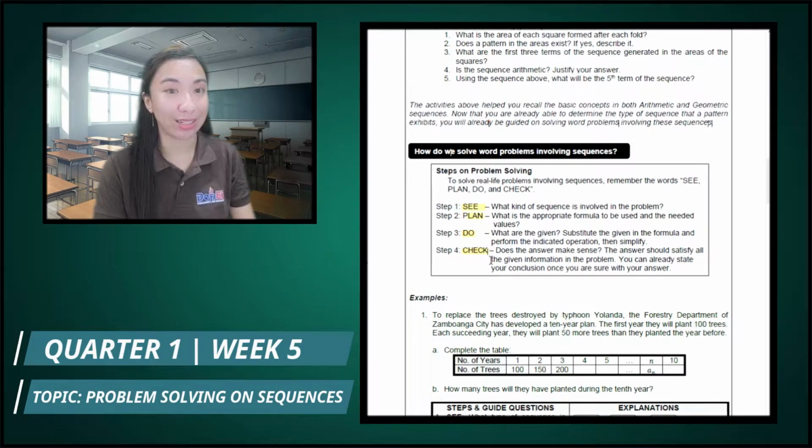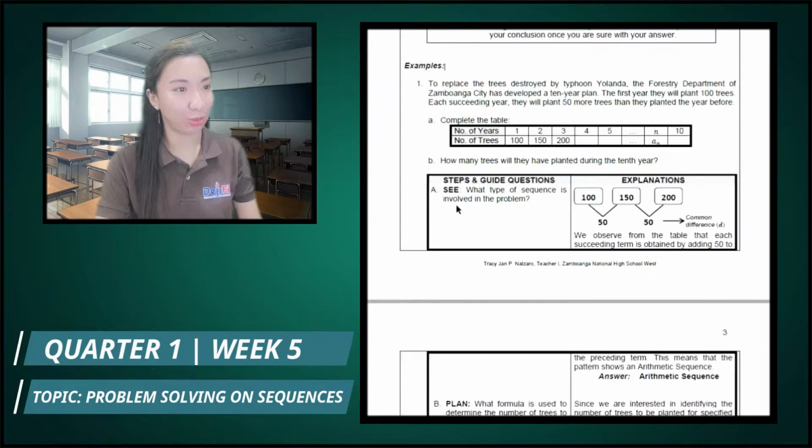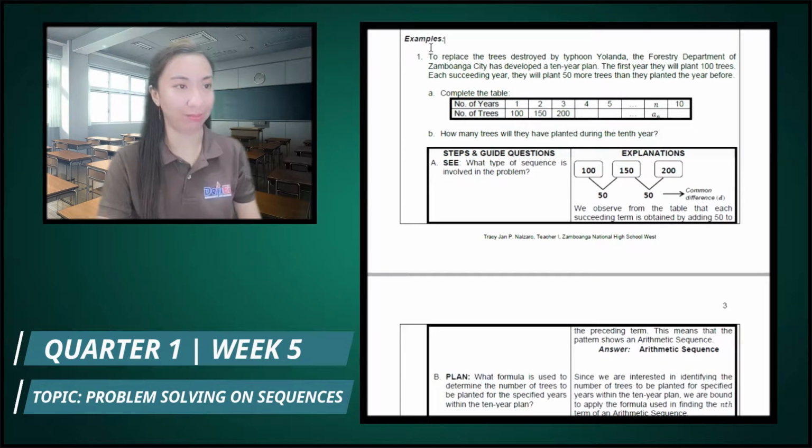The answer should satisfy all the given information in the problem. You can already state your conclusion once you are sure of your answer. To understand more, let us have examples. So we have example number 1.